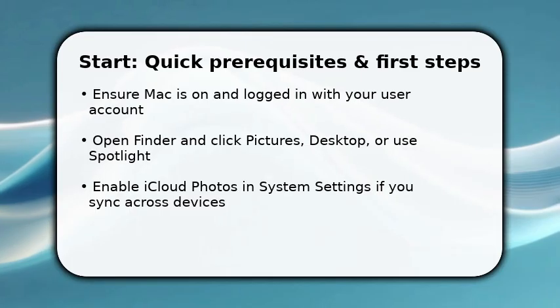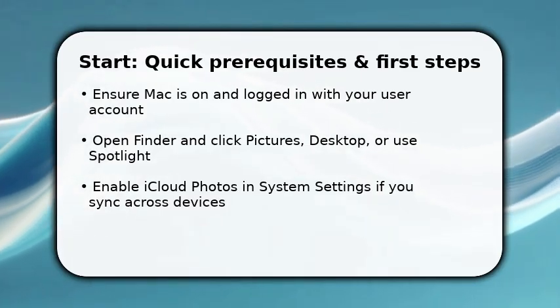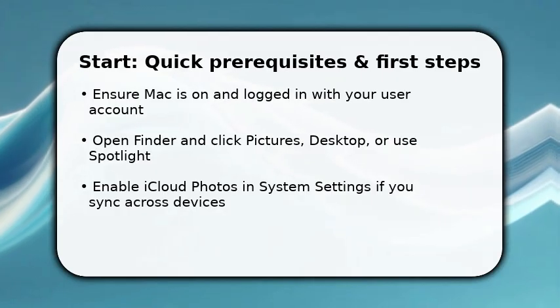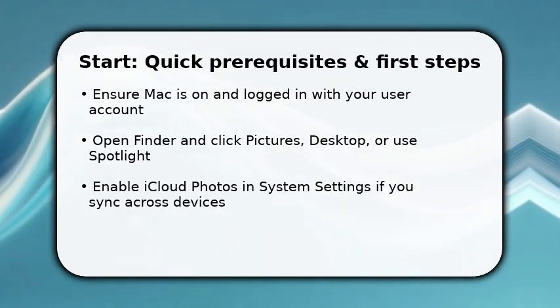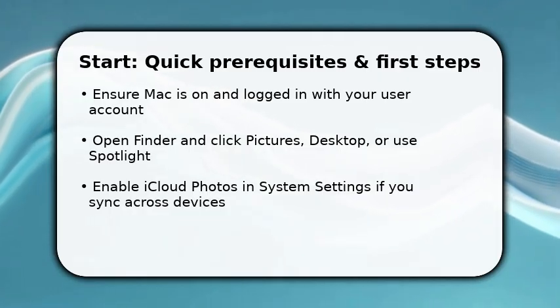You're ready to find images now. First, confirm you're logged into the correct Mac OS user and that iCloud Photos is enabled if you use it. Open Finder and go straight to the Pictures folder or desktop. These hold most local images.